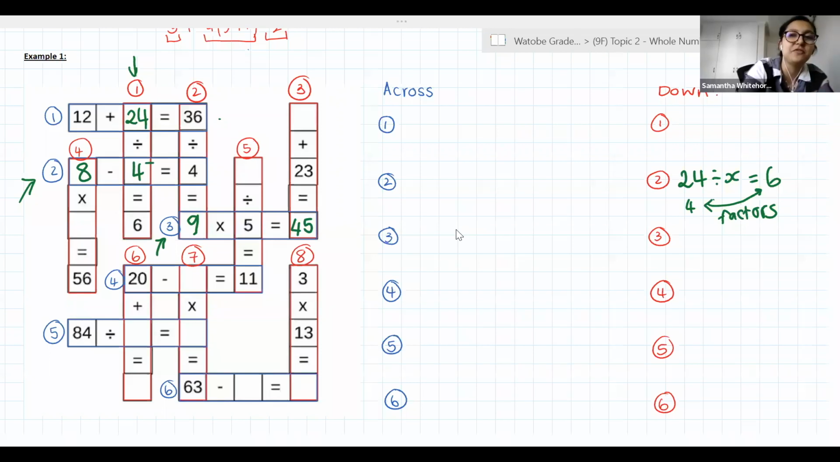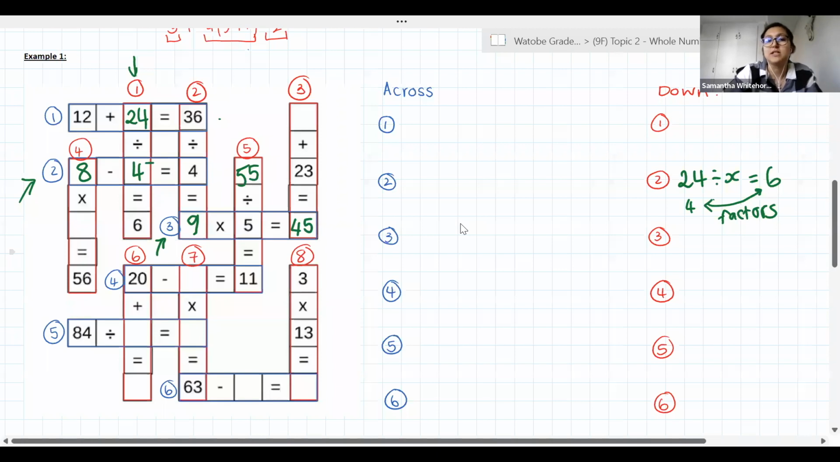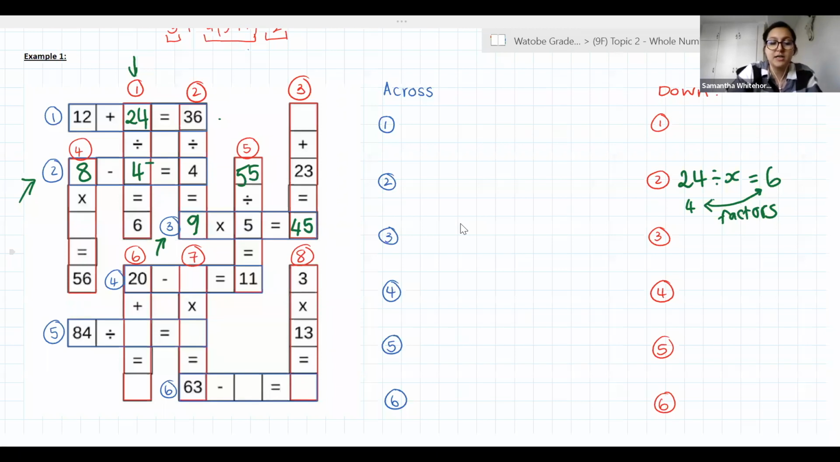Well done. Okay, so very nicely there, guys. Zoe's used some inverse operations in order to get to that answer. So very, very nice. 55 is our answer.